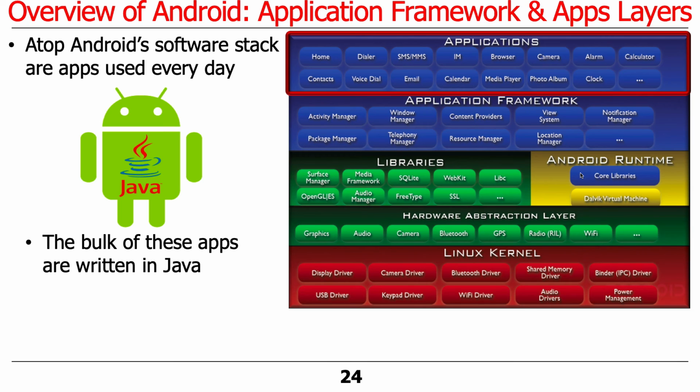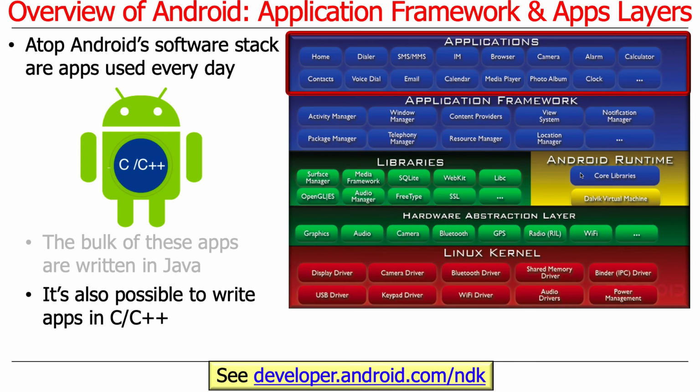AOSP, the Android open source version package. What does P stand for? AOSP, Android Open Source Project. That's what the P stands for. So those apps are all written in Java. It's possible to write apps or large chunks of apps in C and C++, although not widely advised. It's possible to do it, but it's not common.